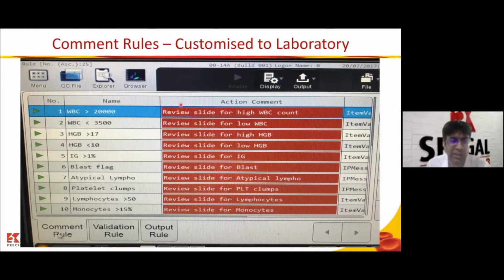And here in this analyzer, this is what I use in my lab currently. We have what is called as comment rules. So what I realized over the years, we train our technicians and we give them all the criteria. Imagine this whole talk has listed maybe 30, 40, 50 criteria. It is impossible for them to remember.